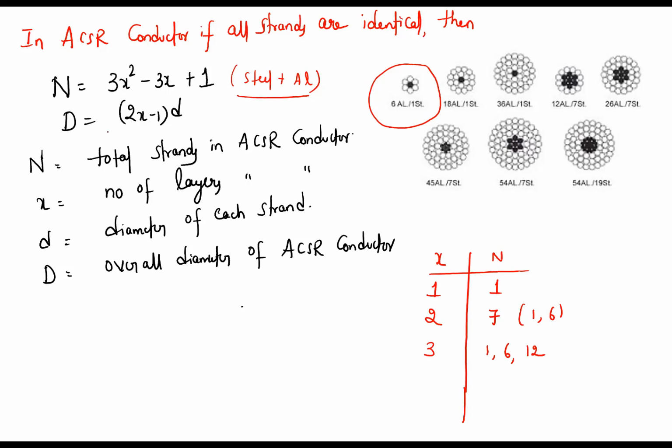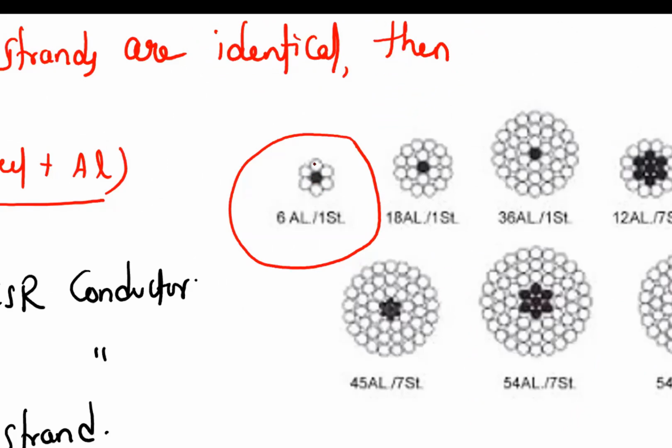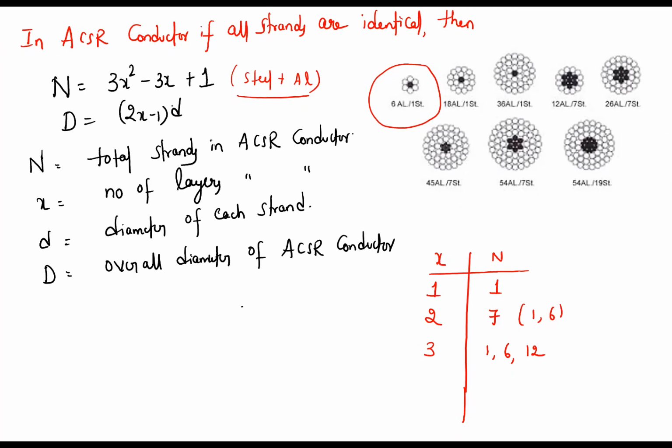Second one, capital D, is the overall diameter. Suppose you have two layers, what is the diameter here? It is 3D. If you see the diameter of the first image, it is 3D because three strands make the total diameter of the conductor. Understand? So if you substitute x equal to 1, you will get capital D equal to small d. If you substitute x equal to 2, you are going to get 3D. Likewise, you will get the overall diameter of the ACSR conductor.